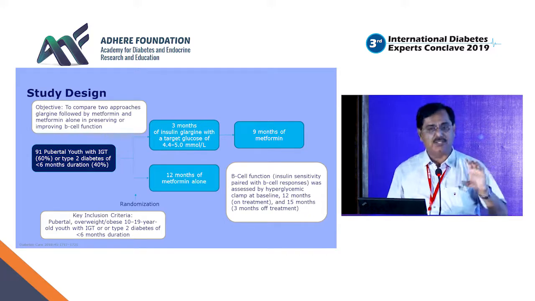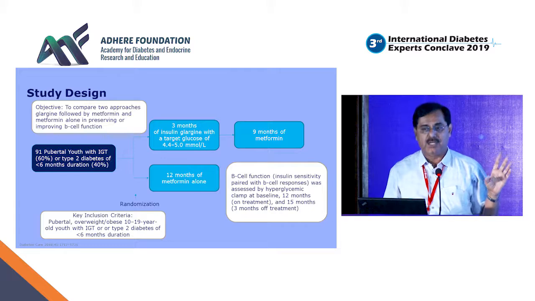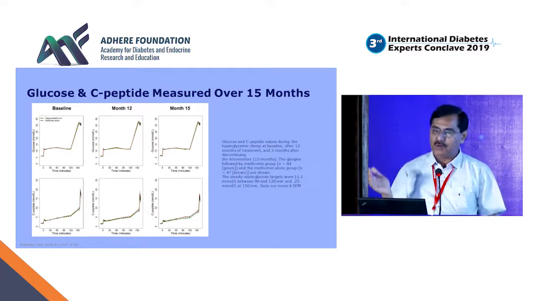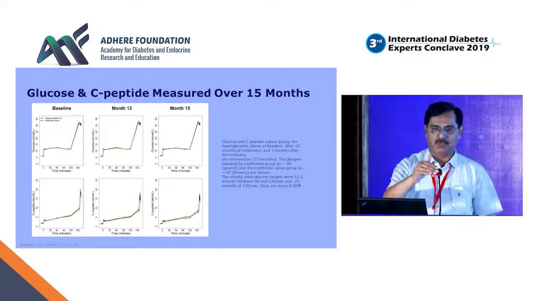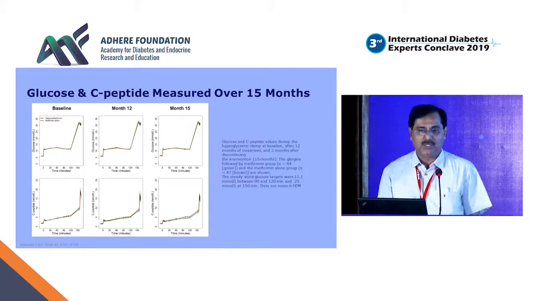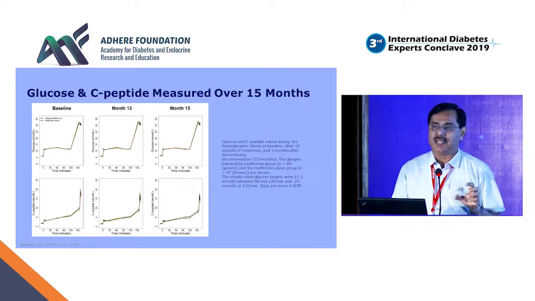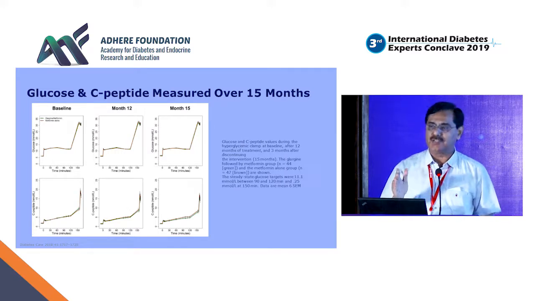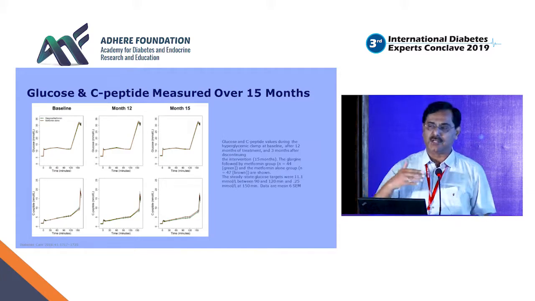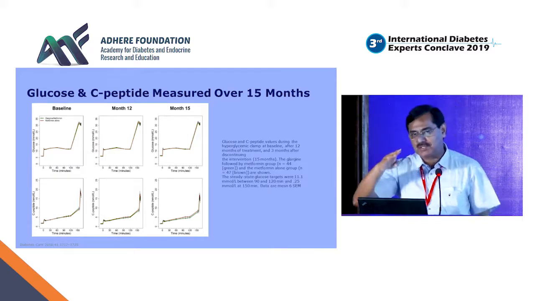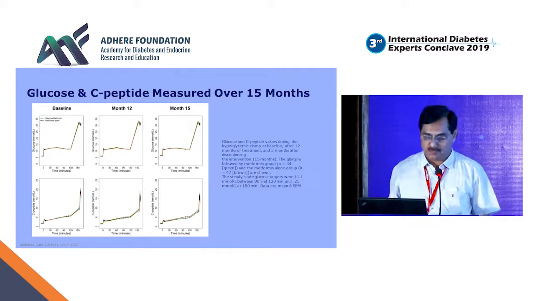And then it doesn't matter which strategy you are talking about, you have excellent HbA1c and glucose control up to 12 months, but the moment you withdraw, whether the metformin alone treatment or the insulin plus metformin treatment, the results are exactly the same. So what we are clearly seeing here is that it doesn't matter which strategy you are choosing to prevent diabetes, it works until you are giving the treatment. The moment you stop the treatment, over a period of time, the blood sugar starts going up, and the C-peptide and the insulin response is progressively deteriorating with increasing duration of diabetes.